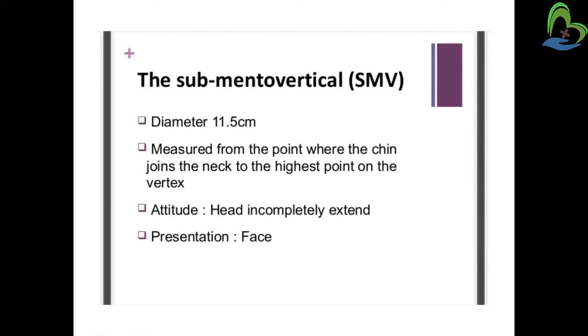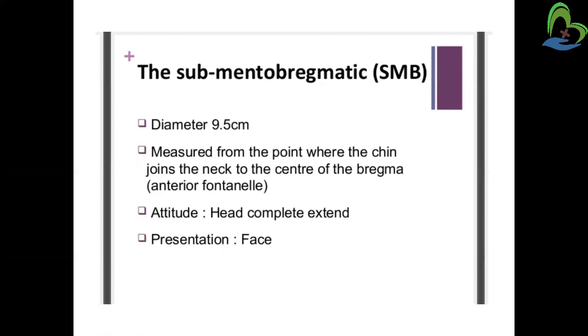Then the submentovertical, meaning below the mentum, the submentum. It is measured from the point where the chin joins the neck to the highest point of the vertex. This is the submentovertical, 11.5 centimeter. The attitude is head incompletely extended and the presentation is face. Then next, the submentobregmatic, that is 9.5 centimeter. It is also measured from the point where the chin joins the neck to the center of the bregma. The presentation is face and the head is completely extended.